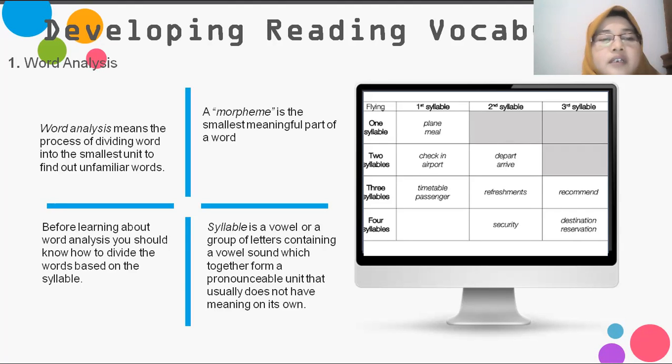And before learning about word analysis, you should know how to divide words based on syllables. So in the morpheme, you have syllables. A syllable is a vowel or a group of letters containing a vowel sound which together form a pronounceable unit that usually does not have meaning on its own. So in a word, you can see the syllables. Let's see examples of syllables.